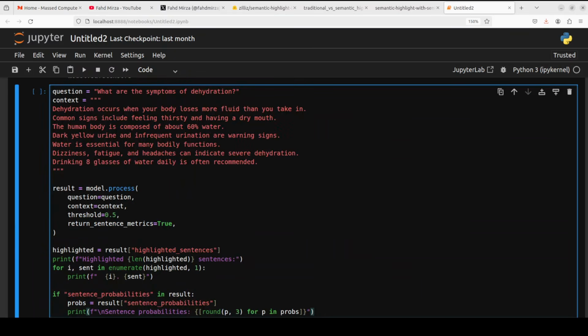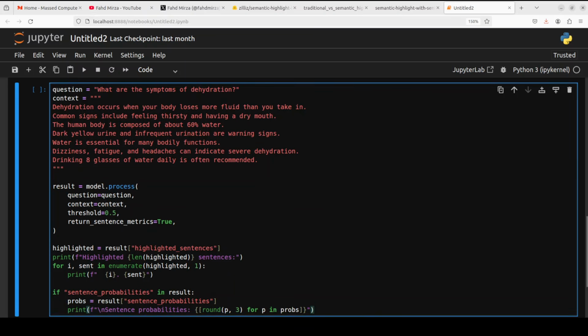What is happening here is the model is taking two inputs. There is a question: what are the symptoms of dehydration, and then there is a context. For the sake of this example, I have just given 7 sentences about dehydration and water. Now, if we were using traditional keyword matching, that is going to fail here because the sentences describing symptoms, as you can see, don't contain the word symptoms. They use phrases like common signs, warning signs, and specific descriptions like thirsty, dry mouth, and dark yellow urine. So these sort of things.